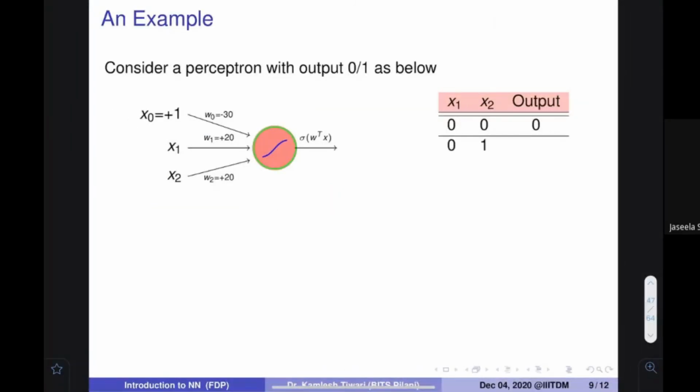If you understand this, then solve it for me. When it is 0, 1, what is going to be the output? So x1 is 0, x2 is 1. Let me change the pen. 0 multiplied by this becomes 0. 1 multiplying this plus 20, and minus 30. Again, the total summation becomes minus 10. So the output is 0. Make sense?